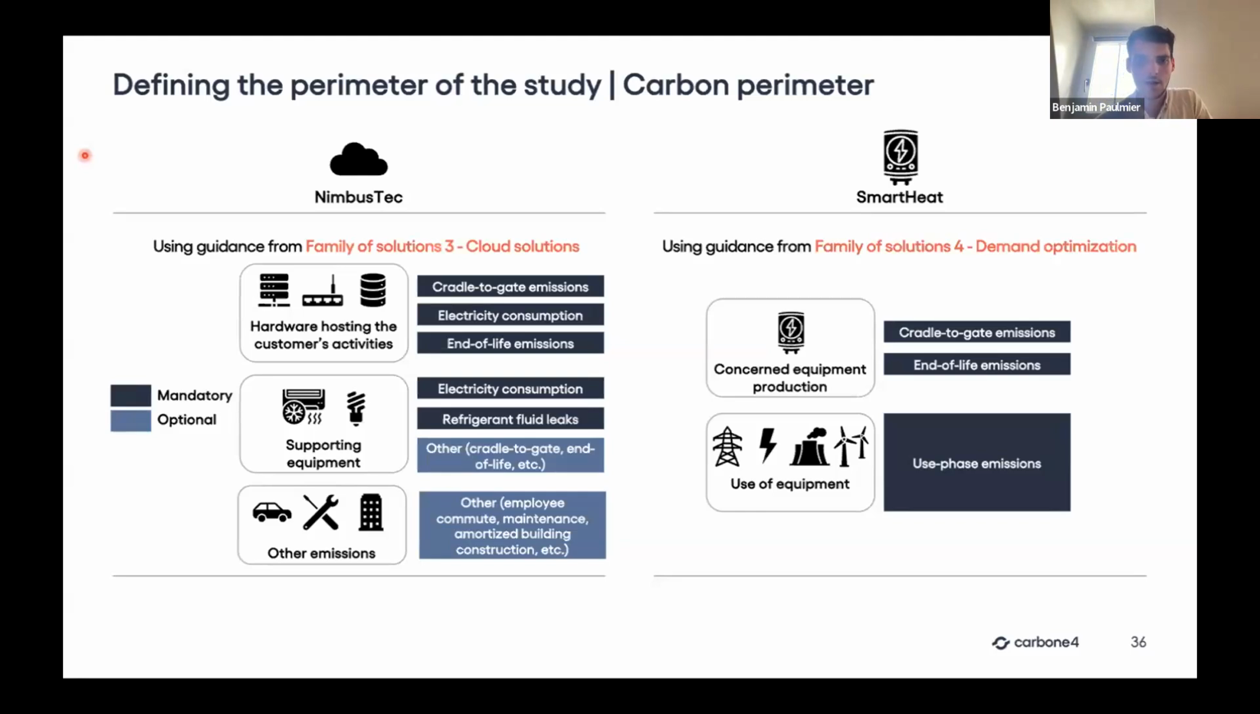Other emissions, such as building the supporting equipment or building the data center itself, employee commuting, etc., can be counted if it was counted in the reference scenario to compare things with the same perimeter. However, they're optional, unlike the other emissions that were just mentioned, as they most likely do not count for as much. And for smart heat, same thing. We're going to go with the manufacturing, use phase, and end-of-life equipment emissions of the concerned equipment, so of our heater.